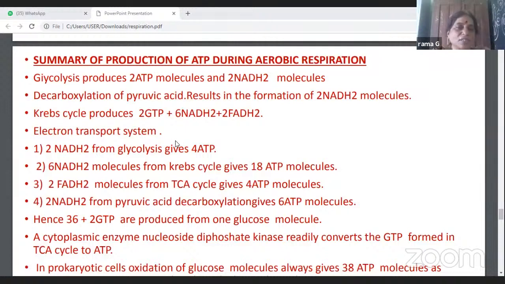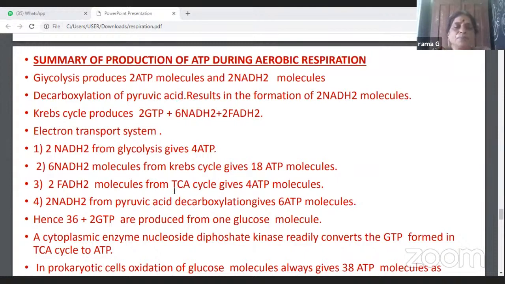It's a series of steps, and those steps are classified into three types. First step is glycolysis, second is Krebs cycle, and third one is electron transport, which were discussed in our previous classes. And today we are going to discuss the summary of production of ATP during aerobic respiration. It means total calculation of energy currencies in the form of ATP molecules.